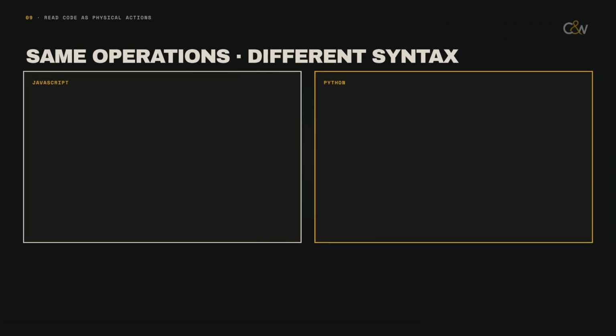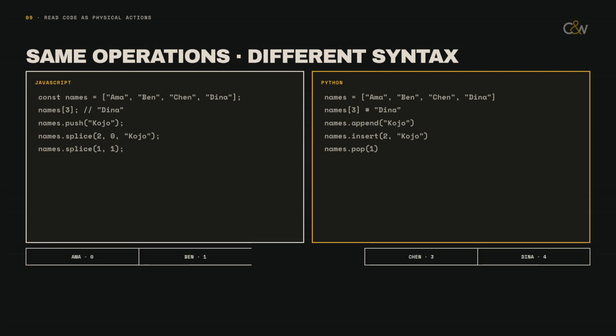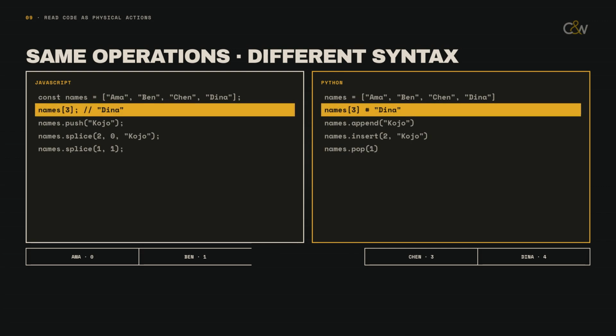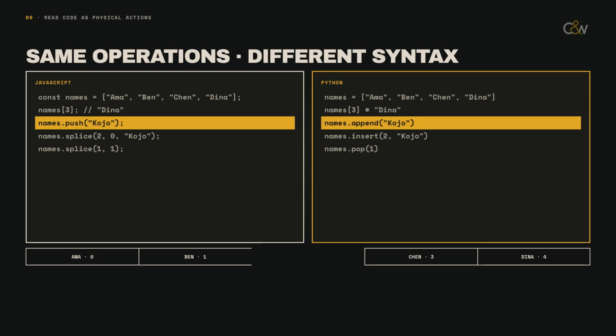Now the code should look like a description of the physical actions we already understand. In JavaScript, we create names with square brackets. In Python, we do the same. names[3] reads Dina by index. That is direct access. JavaScript uses names.push("Kojo") to append at the end. Python uses names.append("Kojo"). Both usually place the value into spare capacity.